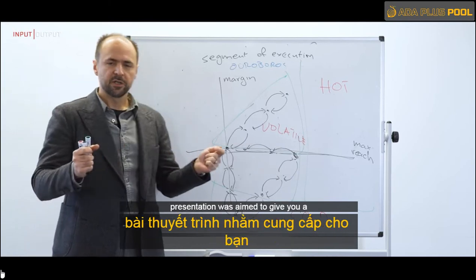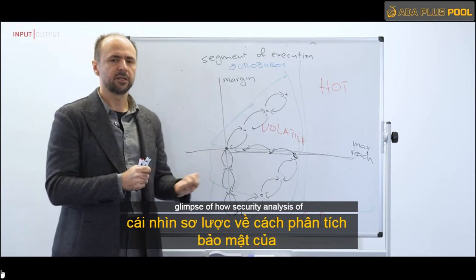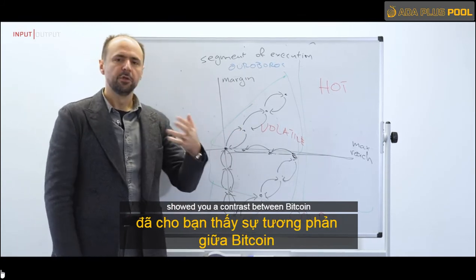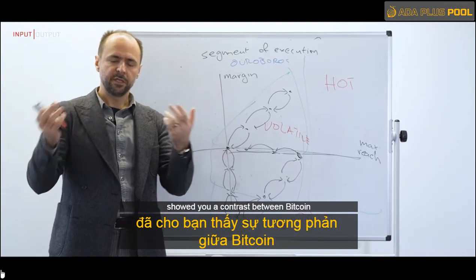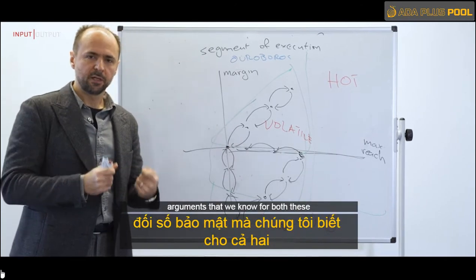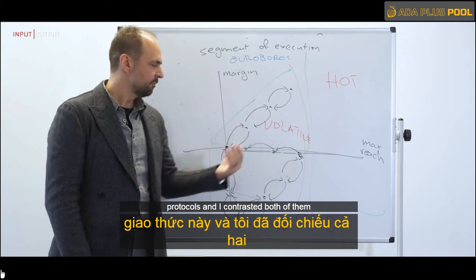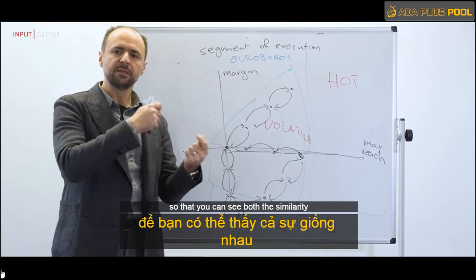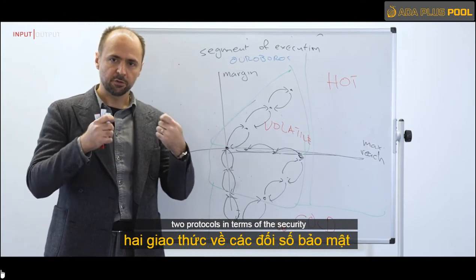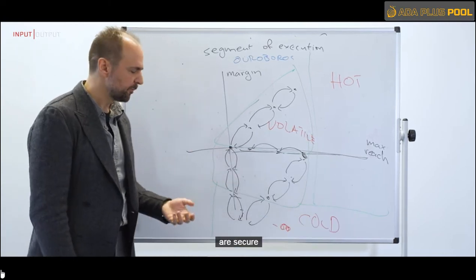So this presentation was aimed to give you a glimpse of how security analysis of blockchain protocols is performed. I showed you a contrast between Bitcoin and Ouroboros, inspired from the security arguments that we know for both these protocols. And I contrasted both of them so that you can see both the similarity as well as the difference between the two protocols in terms of the security arguments that we use to establish that they are secure.